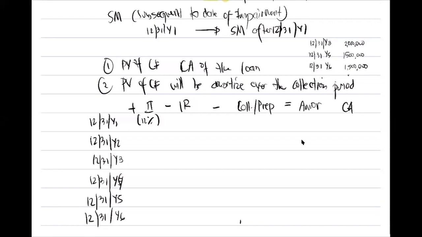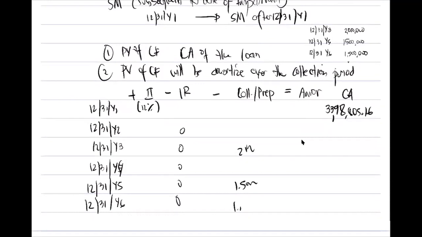So if our carrying amount is equal to 3,398,805.16, and our interest received is always 0 because our present value of cash flows is based only on principal and nothing on interest, so zero yan. And then our collections, i-plot lang natin 2 million on year 3, 1.5 on year 5, and then 1.5 on year 6. So we get the present value.